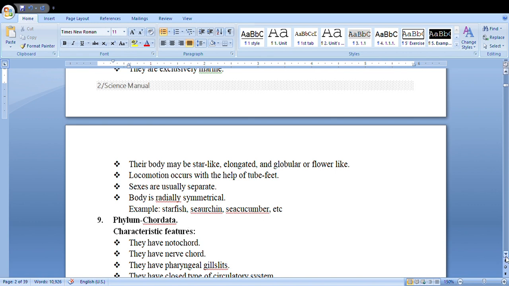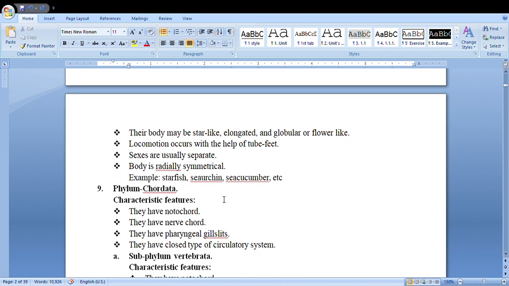Now phylum Chordata. It lies under developed organism. Phylum Chordata. Chordata have special features. They have notochord, they have nerve cord, and they have pharyngeal gill slits. And they have closed type of circulatory system. That means blood flows through the blood vessels.